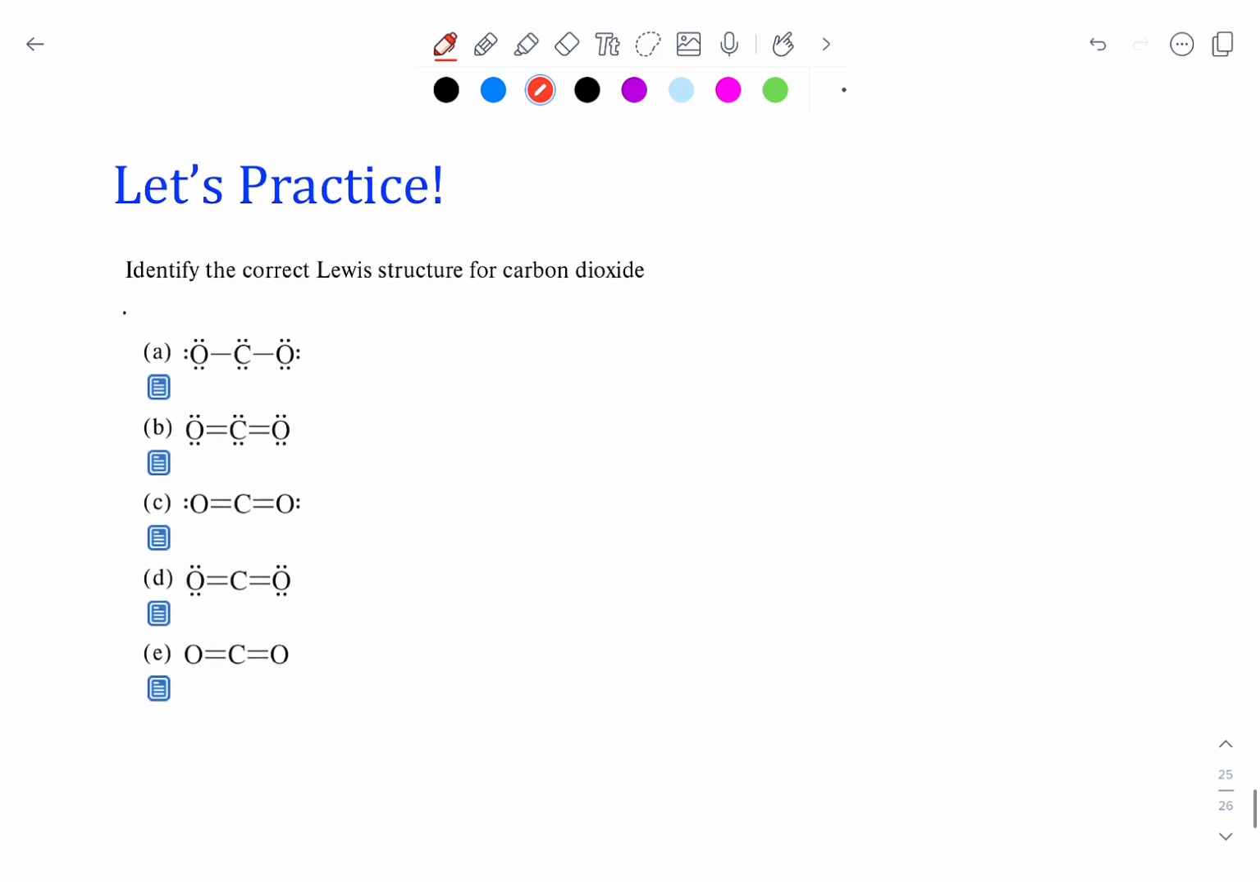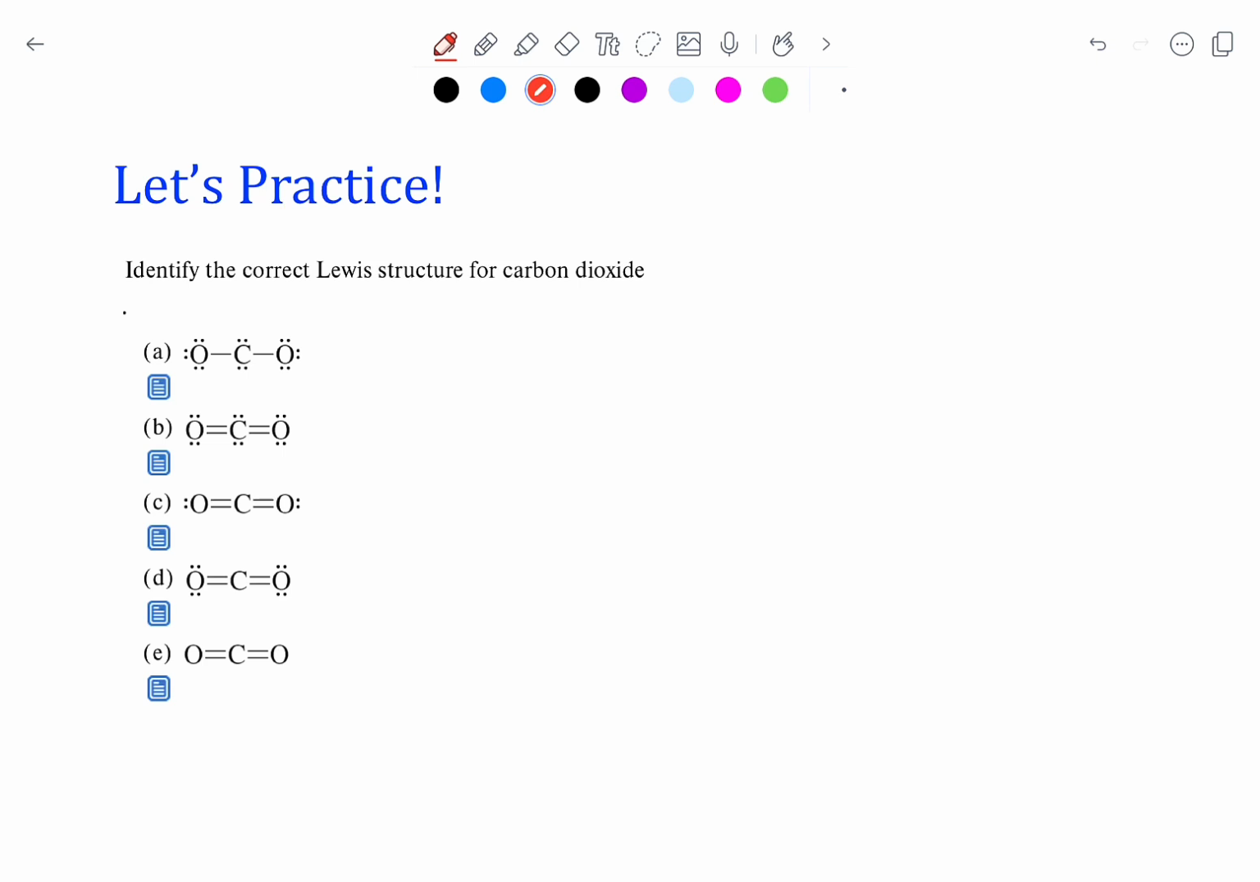Let's practice a little bit more. Let's try to identify the correct Lewis structure of carbon dioxide. Now we can do this a couple of different ways. We can go through each structure in our multiple choice options and figure out what's wrong with them. Or we could draw carbon dioxide using our rules and see which one matches up. You can do it either way.